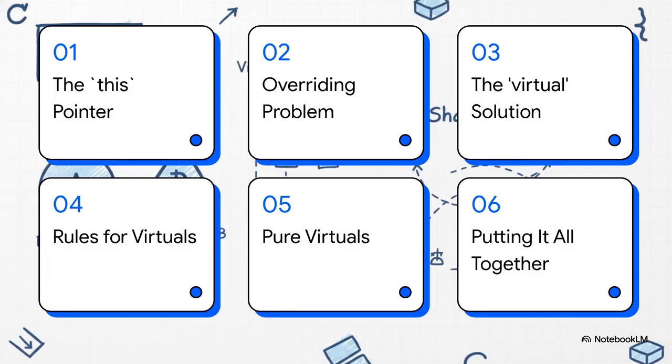So here's our game plan. We're going to start with a quick look at the hidden this pointer, because you really need to get that first. Then, we'll uncover a super common problem you run into with function overriding and see how the virtual keyword just solves it. After that, we'll cover the rules, level up to pure virtuals, and finally, we'll put the whole thing together in a complete program.